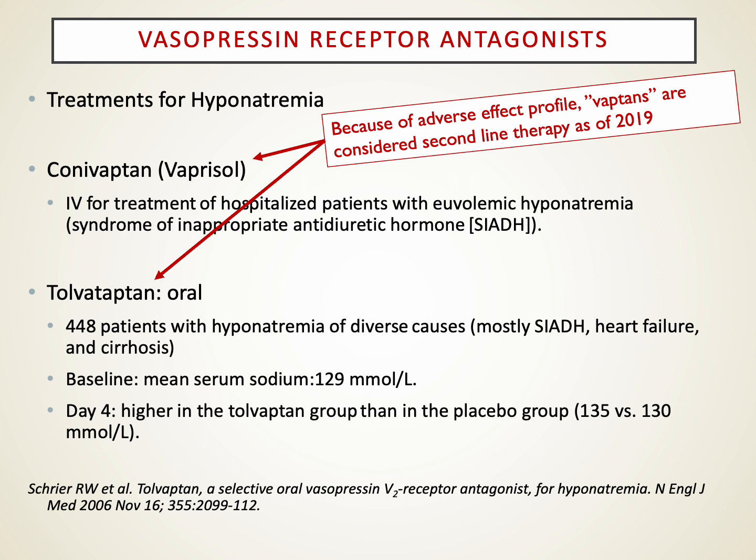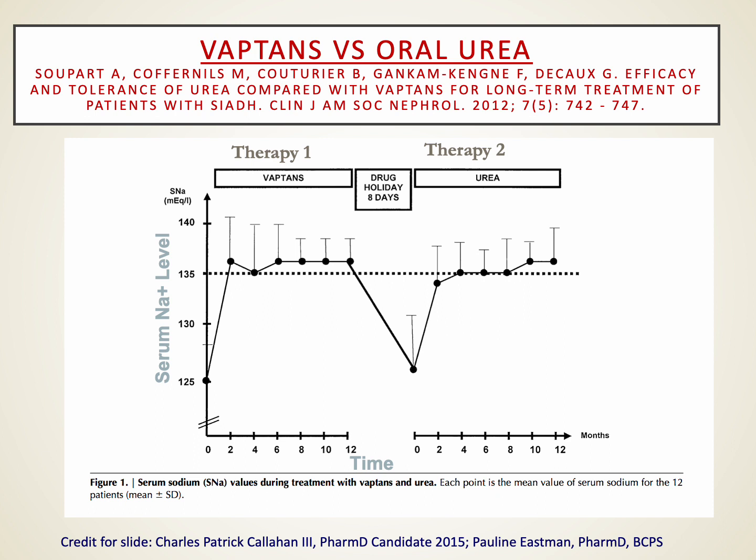The issue is that they're relatively expensive, and we have alternatives, and the alternative that is making huge inroads in the management of hyponatremia in patients with SIADH is urea. And so oral urea probably works as well. Here's a study that looked at that. And so oral urea therapy is probably as effective as the Vaptans are, much less expensive, better tolerated in many patients.